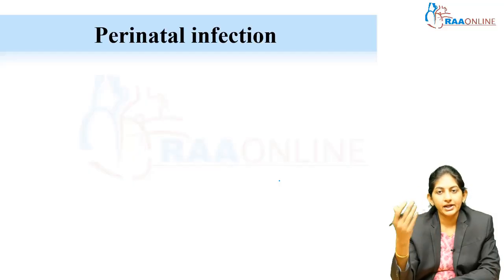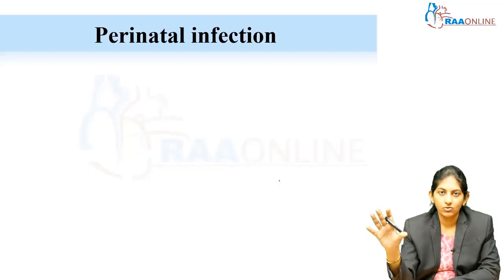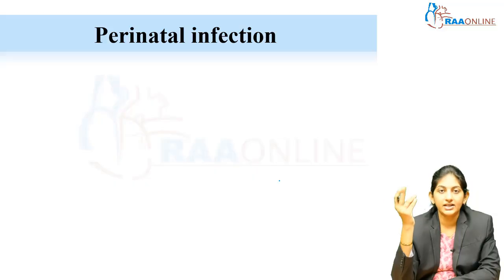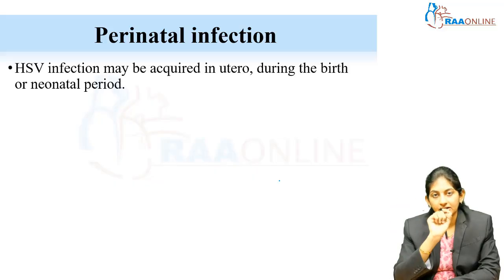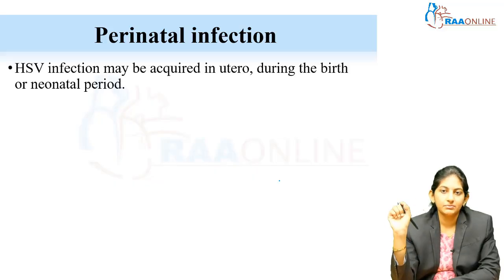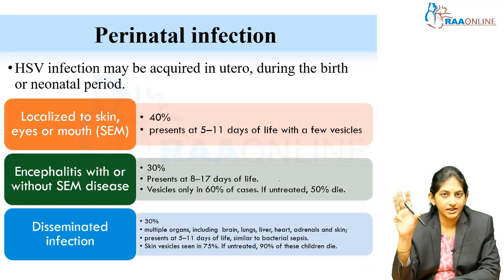Now let's move on to the perinatal infection. Many of the viruses we have already discussed. We have discussed varicella, we have discussed rubella. Especially these two viruses were teratogenic. Similarly, herpes: when a pregnant woman gets infected with herpes simplex infection, it gets transmitted transplacentally and causes predominantly 3 different modalities of infection in the newborn.